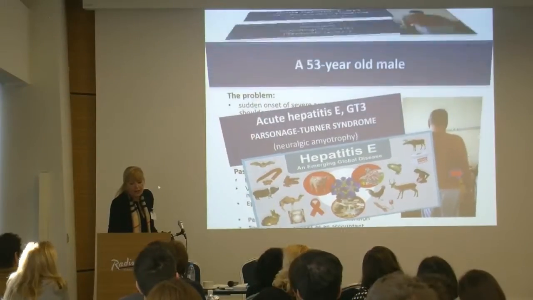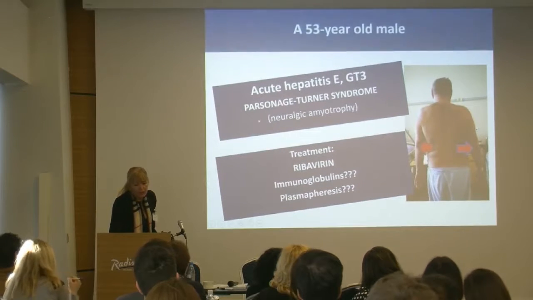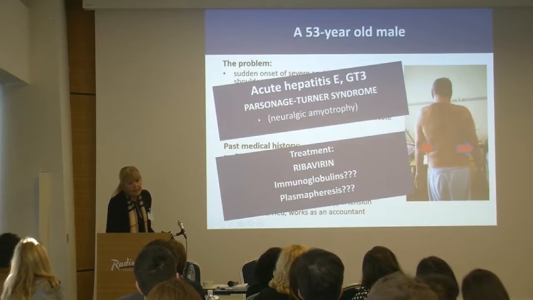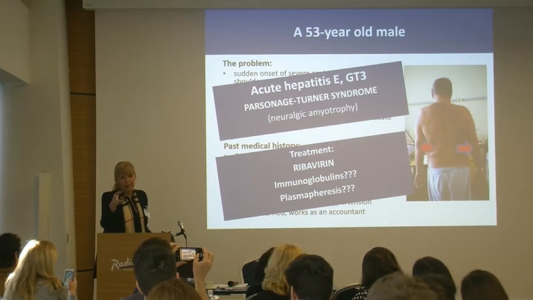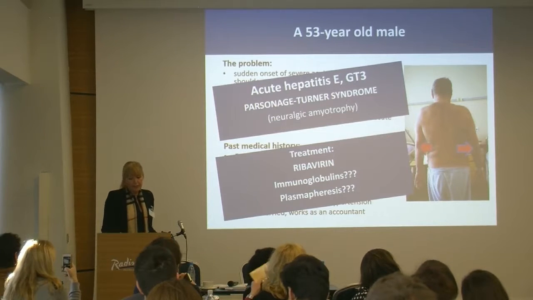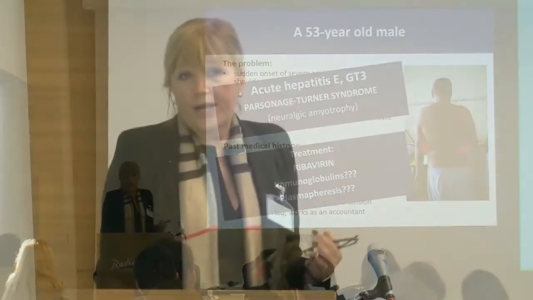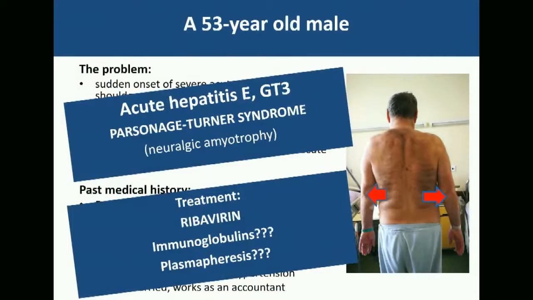What's the treatment for that? Do we have any treatment? It's hepatitis. Excellent. So actually, the treatment for hepatitis E is not particularly made for hepatitis E virus, but we try with ribavirin, perhaps immunoglobulins. This patient got them because he had positive lumbar puncture as well. Plasmapheresis, some of them say, but it's not there.